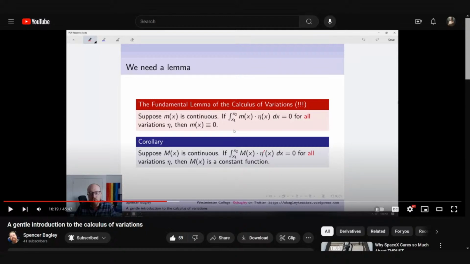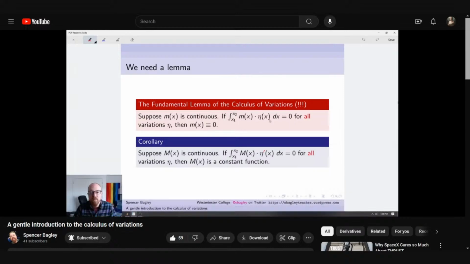Okay, corollary. You may have noticed that we didn't have an eta in our previous thing. We actually have an eta prime. So let's see how that changes what we have. If I have a big M that's continuous, and I'm integrating big M against an eta prime for any variation eta, well then big M is going to be a constant function. Okay, I bet you can guess how this is going to go.